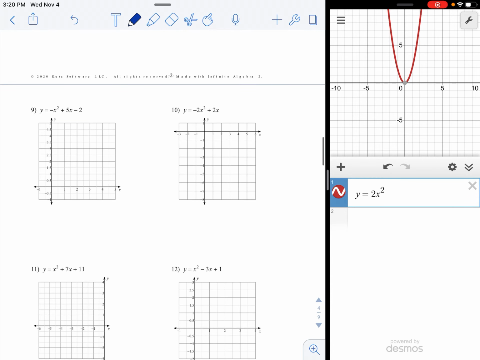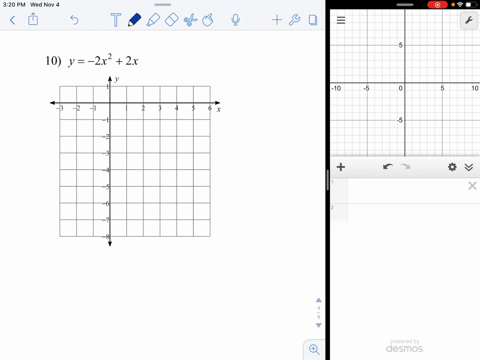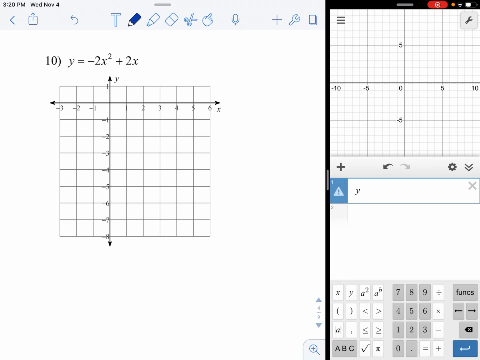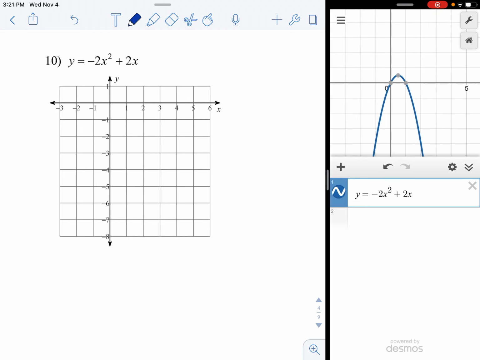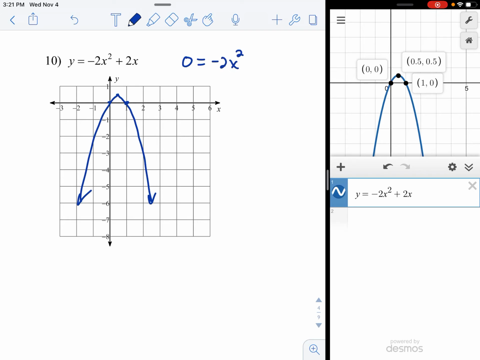All right, let's do number 10. These are going fast. If you didn't like yesterday, hopefully this one is a little better for you. Y equals negative 2x squared plus 2x. You can zoom in and out on Desmos if you want to. And it looks like kind of right here, here, here. That's what the graph looks like. Remember, we're solving 0 equals negative 2x squared plus 2x. And the x-intercepts, there are two of them, 0 and 1. X equals 0, x equals 1.